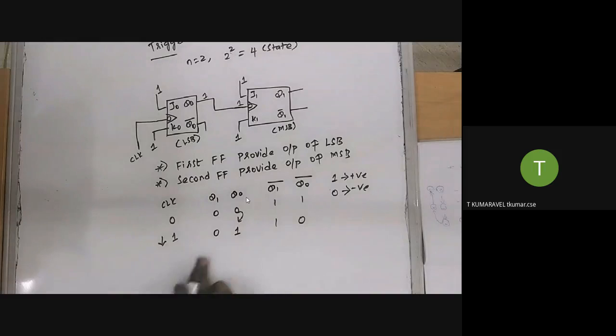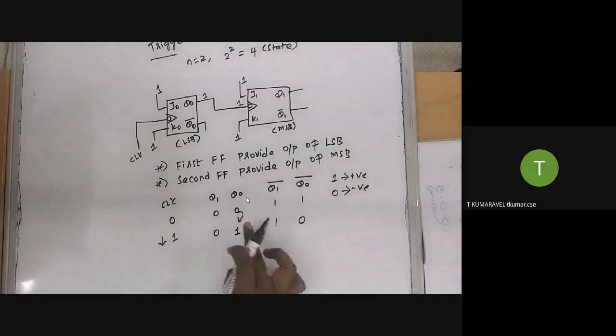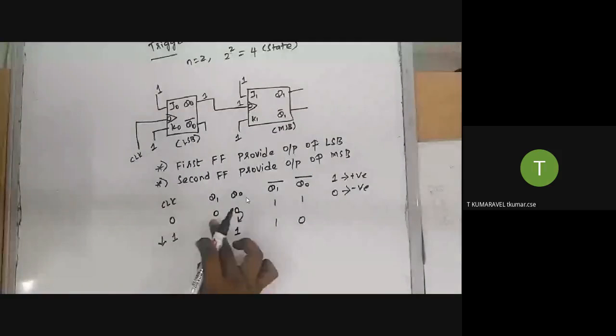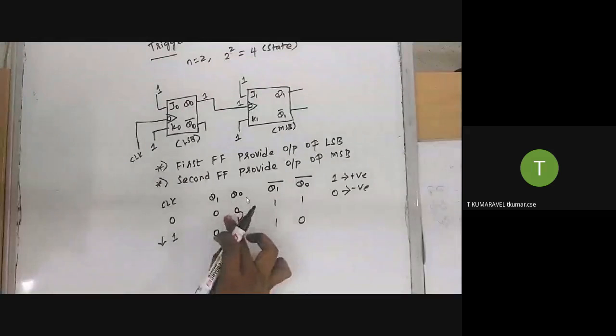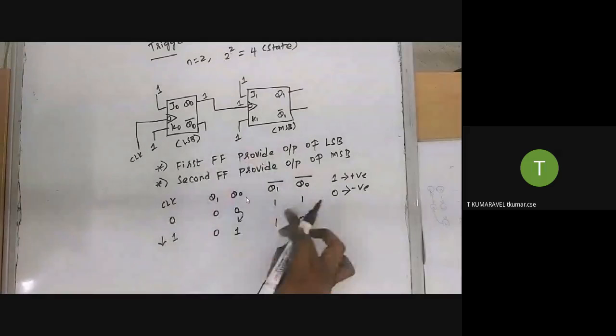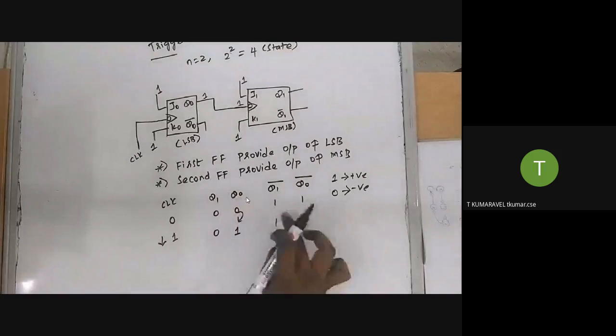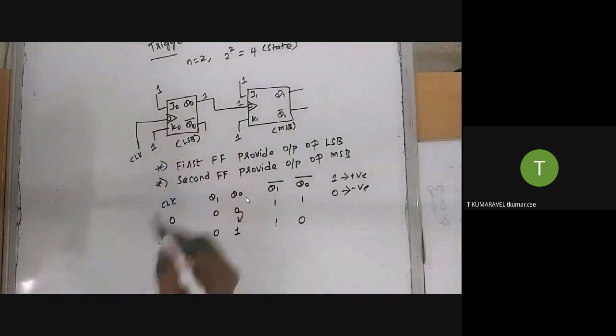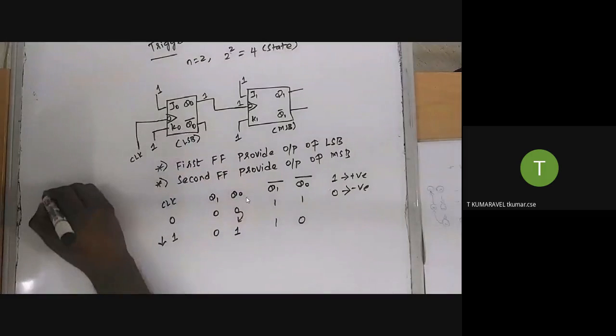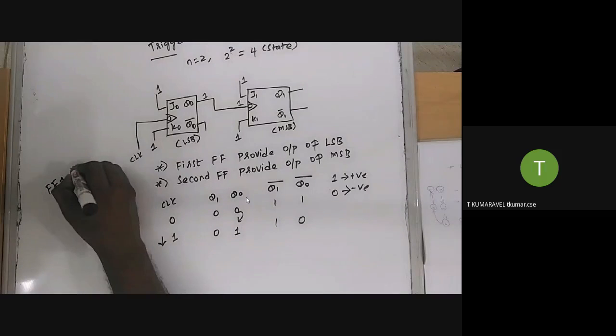Once again, the initial state of the flip-flop is 0, and Q bar is the complement of Q, so I've written it as 1. Initially, how is the first flip-flop going to react? If you consider the first flip-flop, it will react for every clock cycle.